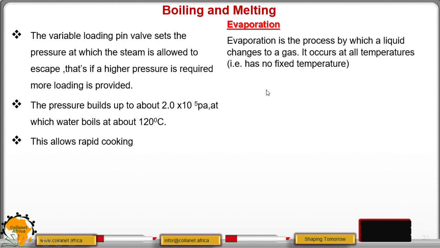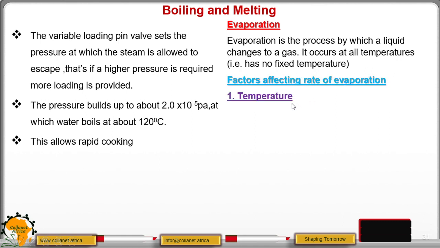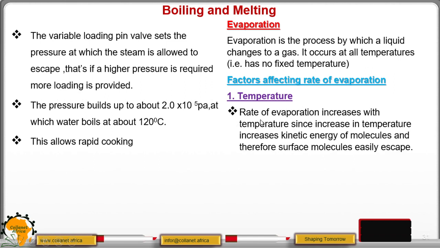Then we come to evaporation. This is a process by which liquid changes to gas, and this one occurs at all temperatures. It has no fixed temperature. Factors affecting the rate of evaporation. One, we have the temperature. As you increase the temperature, the rate of evaporation increases. That is, the rate of evaporation increases with temperature.